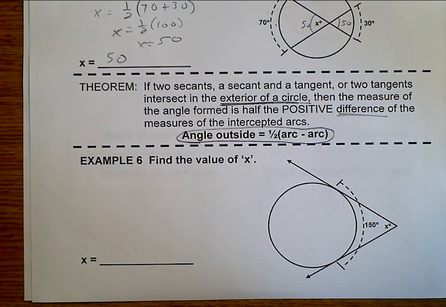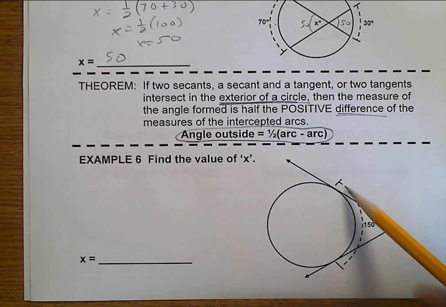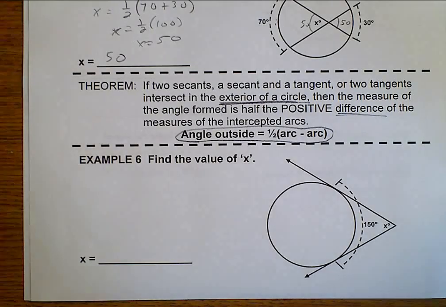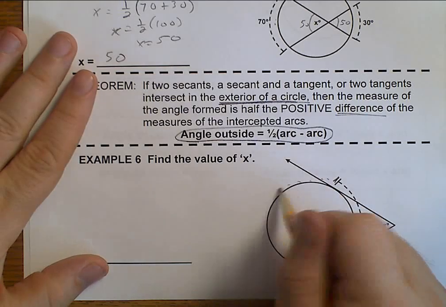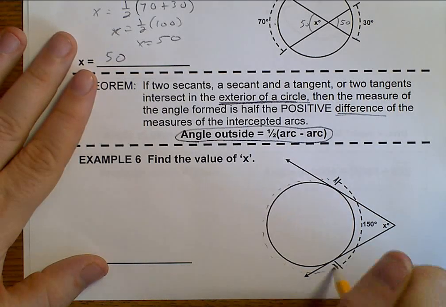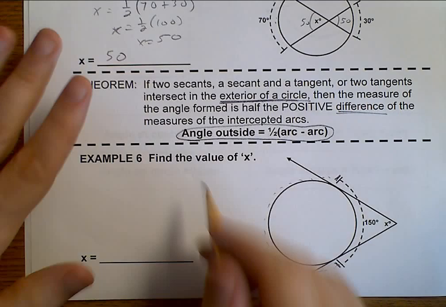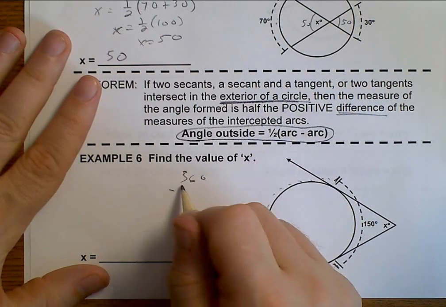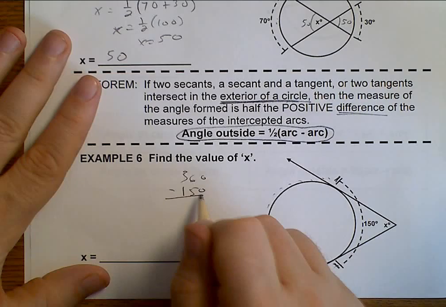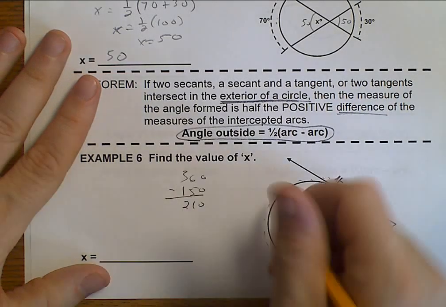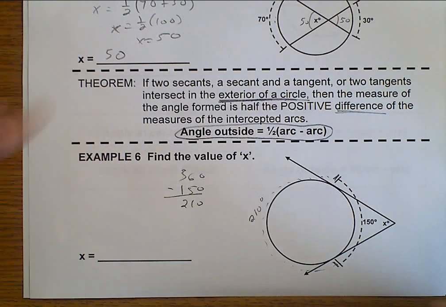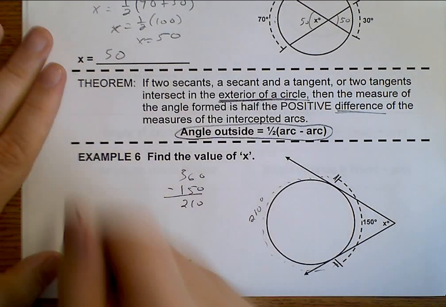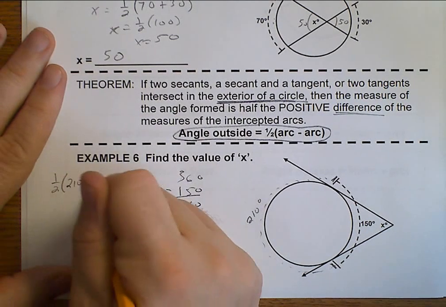So we look at example number 6 and we go, they've only given us one arc. This arc right here is 150 degrees. But no, there are two arcs because we have another one that goes around the outside of the circle this way. So 360 minus 150 equals 210. So that means this arc is 210 degrees. So now we need 1/2 of 210 minus 150.